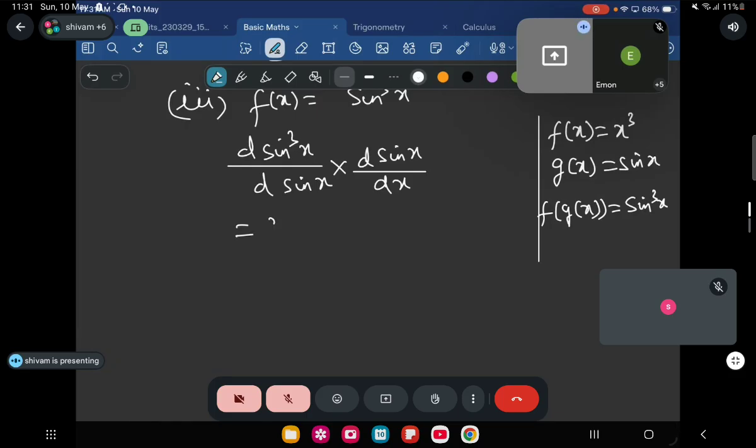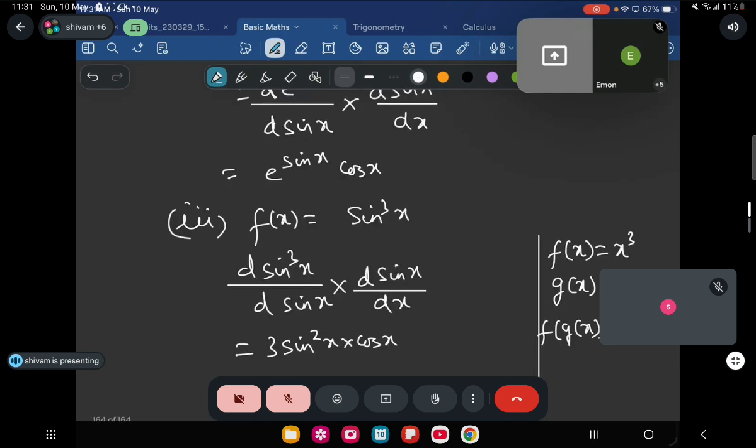So this will become 3 sin square x into cos x. Tell me, are people getting it? 3 into n into x to power n minus 1. So 3 into x to power 3 minus 1. Think of it as x. When we are doing this, we think that sin cube x is x cube. So d x cube. You understand it like this.